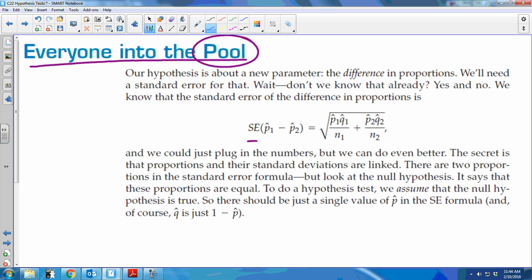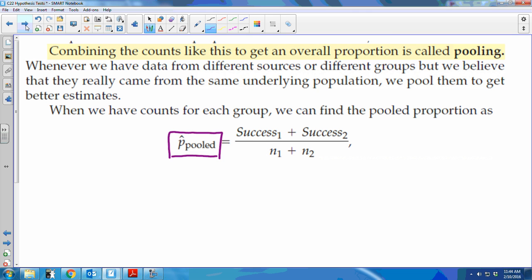So this is what we would normally write for our confidence interval, but that shows we have two separate entities, and we're trying to assume that they're the same all the way through. So to pool the values, we're going to get one single proportion for the overall test by taking the number of successes in group 1 and adding it to the number of successes in group 2 and dividing by the total number of people in our sample.